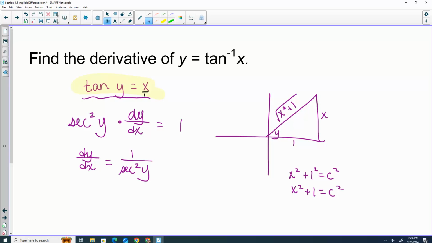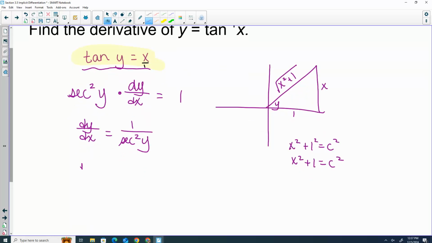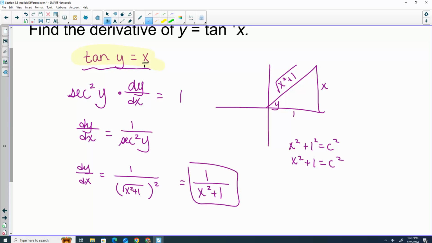So once I have my triangle, we can simplify 1 over secant squared. So secant means hypotenuse over adjacent. So we just get radical x squared plus 1 over 1, or radical x squared plus 1. And if you square that, it's 1 over x squared plus 1.